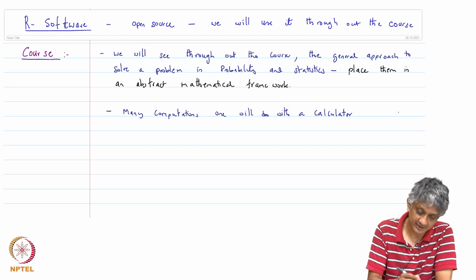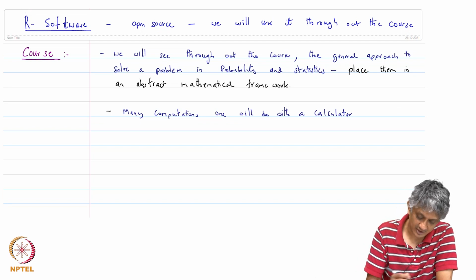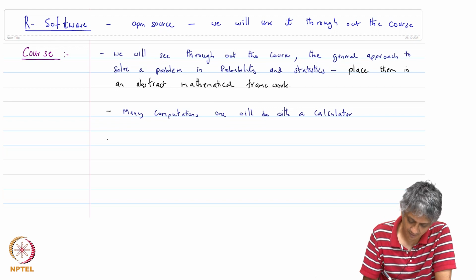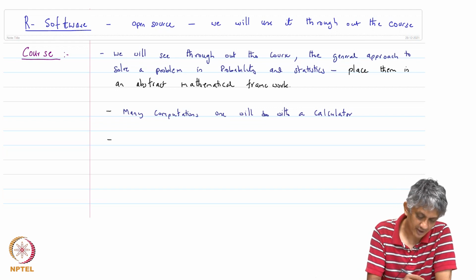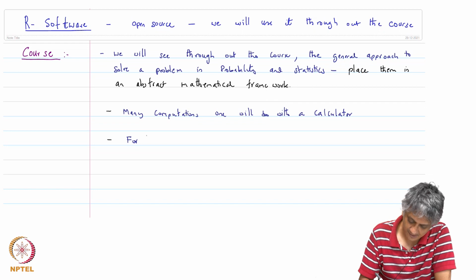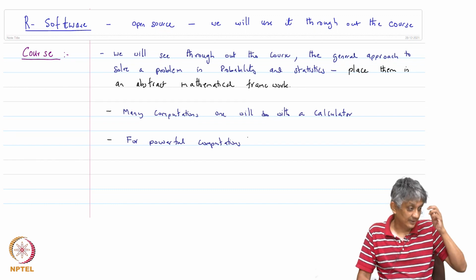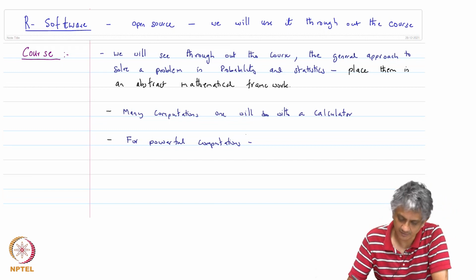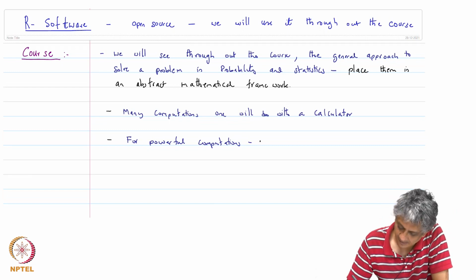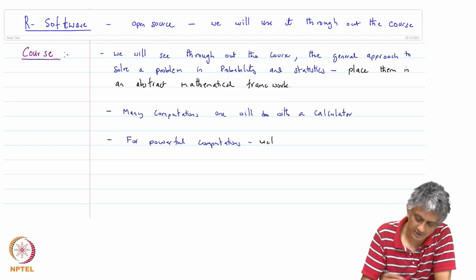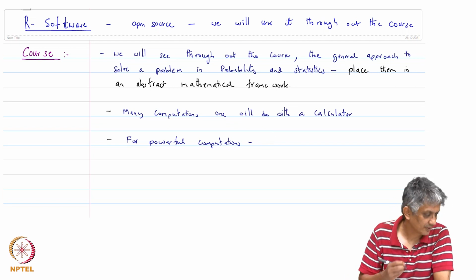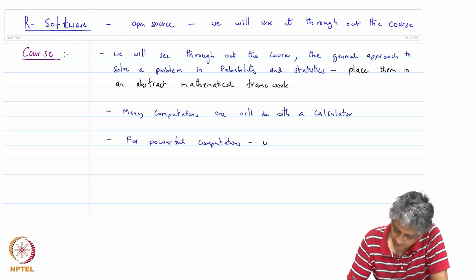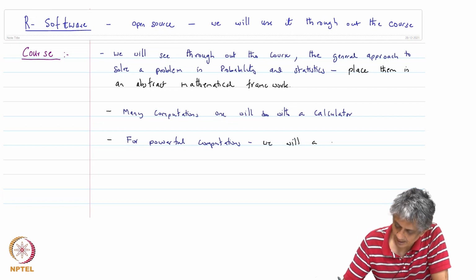But of course, in a probability class, there may be a requirement to do more sophisticated computations. So for powerful computations, which we will see in this class, we will introduce and use a software called R.